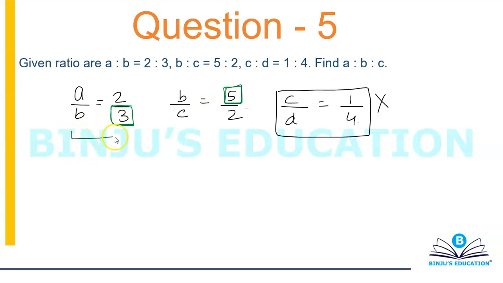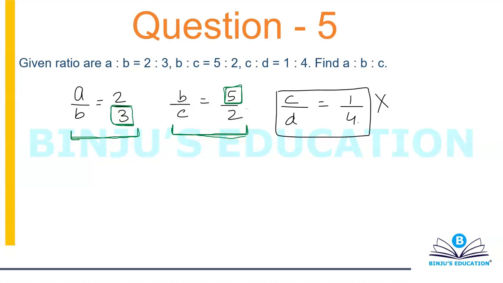When you say a is to b is 2 is to 3, that basically means for every 2 parts of a, you have 3 parts of b. And in the second case, for every 5 parts of b, you have 2 parts of c. So the problem is, in one case I have 3 parts of b, in the other case I have 5 parts of b. So I have to make them equal.